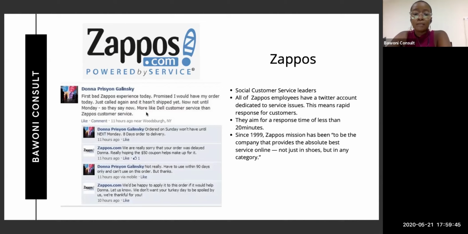And the coupon had a time restriction to it, right? And the customer is like, well, I can't use it on this order. So for them, the coupon was irrelevant. It just didn't make any sense. And they went an extra step to say, we'd be happy to apply it to this order if it would help you. So let us know. They didn't want to disrupt Thanksgiving Day for the customer.